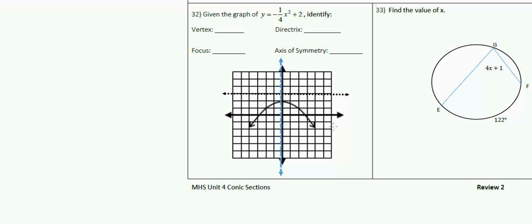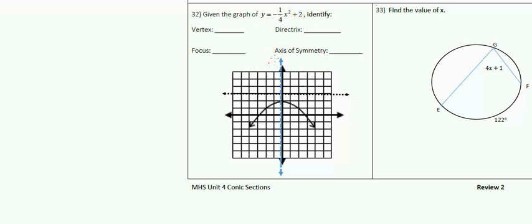Question number 32 says, given the graph of the equation y equals negative 1/4 x squared plus 2, identify the vertex, the directrix, the focus, and the axis of symmetry. So let's take a look at this graph.